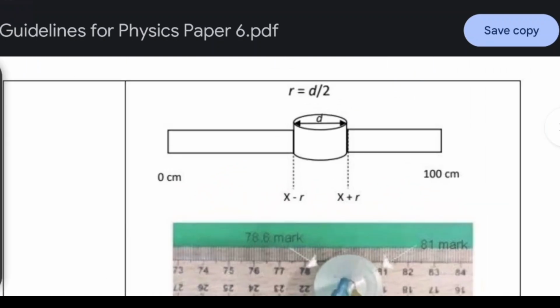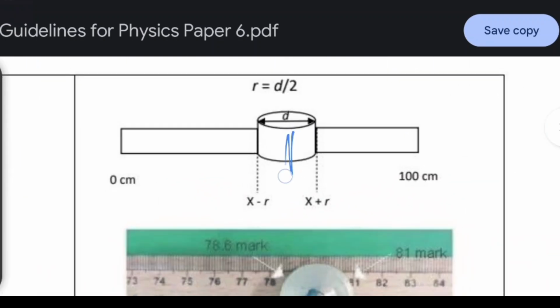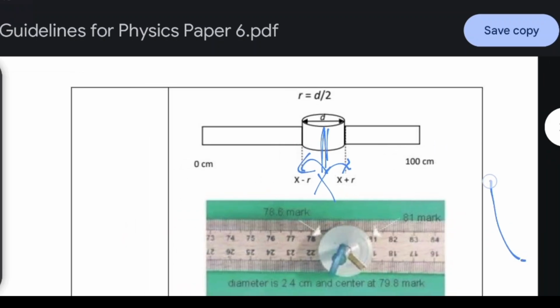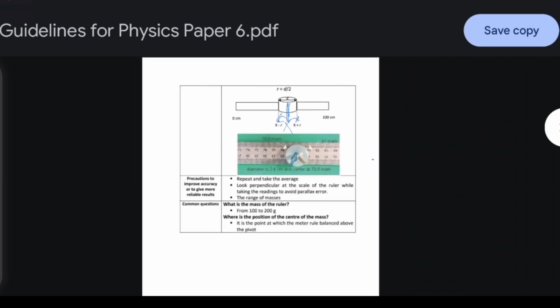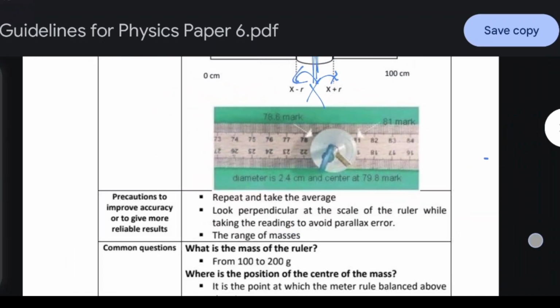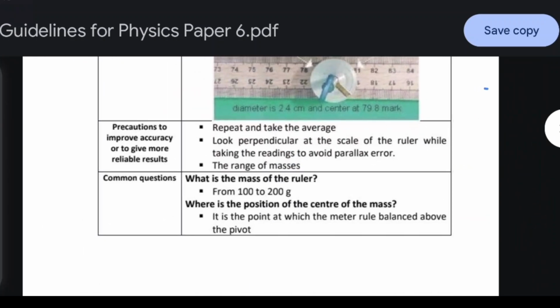Okay, next. Oh, they've shown it here as well. So if you want to keep it in the middle at this x point, x plus r should be here and x minus r should be here. R is the radius. All right, and they have shown how they have done it here as well. Okay, in real life.